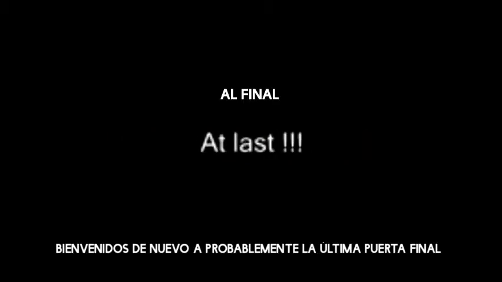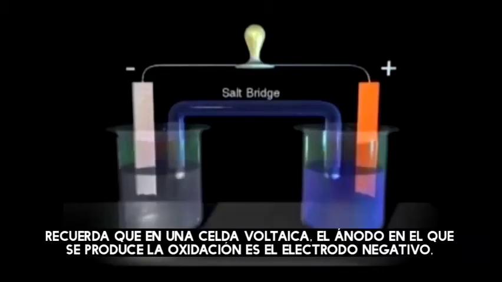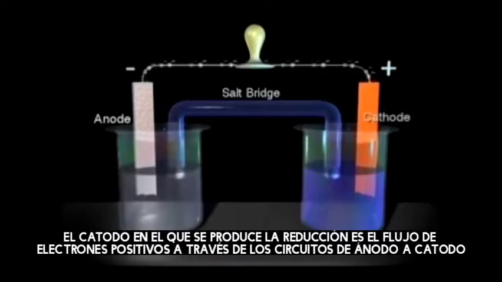Welcome back to probably the final last door. Remember that in a voltaic cell, the anode at which oxidation occurs is the negative electrode. The cathode at which reduction occurs is the positive electrode. Electrons flow through the external circuit from anode to cathode.